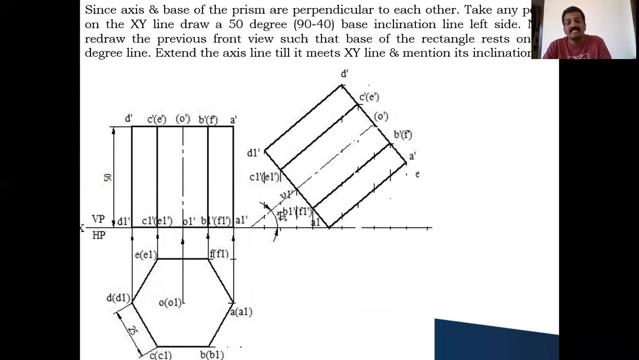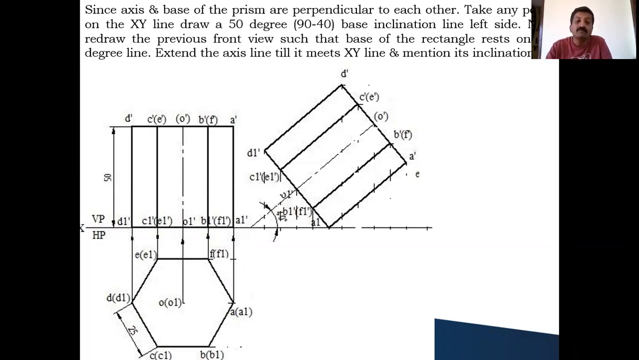he says the axis is inclined at 40 degree to HP. So many examples we have discussed: the base and the axis, they are mutually perpendicular to each other. That's why, if the axis is inclined at 40 degree, what about the base? The base should be 90 minus 40.